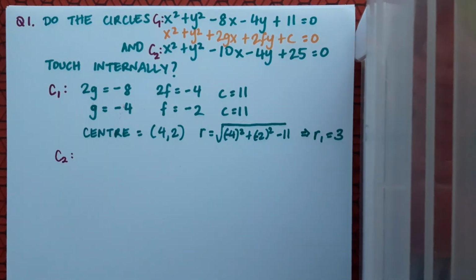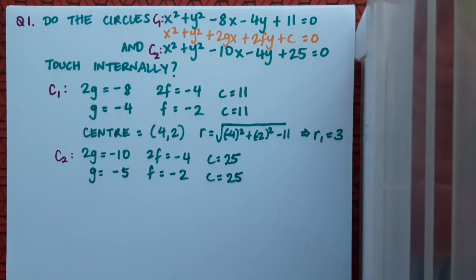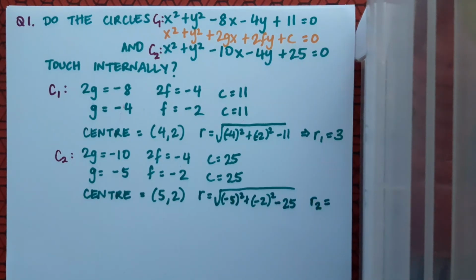Next we look at circle 2. And we'll note the values of 2g, 2f and c. So just dividing by 2 to get g and f, they're minus 5 and minus 2, and c is 25, and now I can use these to get the centre and radius. So in this case the centre is (5, 2). So we'll fill that formula in then for r, and r2 comes out as 2.